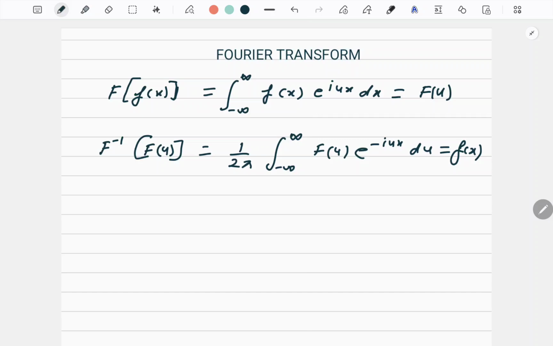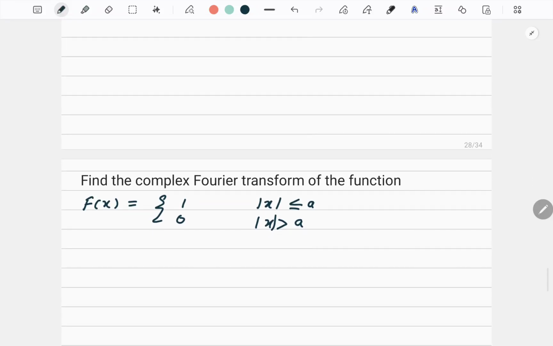Along with the complex Fourier transform, we do have Fourier sine transform, Fourier cos transform, FFT and DFT. FFT and DFT are very easy topics, and Fourier sine and cos transforms we will do later on, but in this video only the complex transform I will cover. Okay, so let us start with the question.